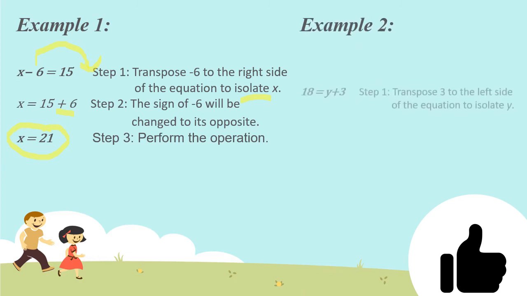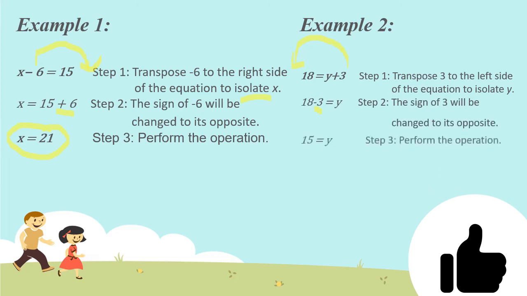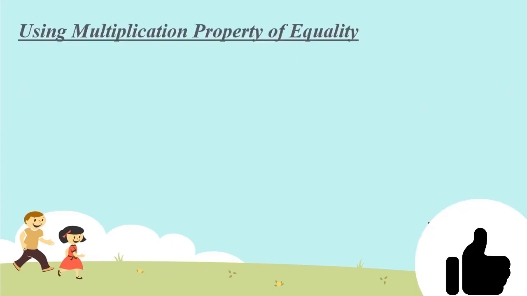Example 2. 18 is equal to y plus 3. We need to transpose 3 to the left side of the equation to isolate y. So when you transpose positive 3, it will turn to negative 3. That's why it is 18 minus 3 is equal to y. Then we need to perform the operation, solve 18 minus 3, and that is 15. Therefore, the value of y is equal to 15. That's transposition.